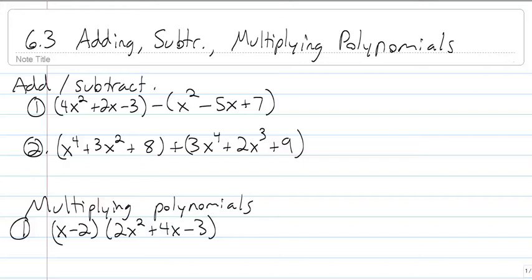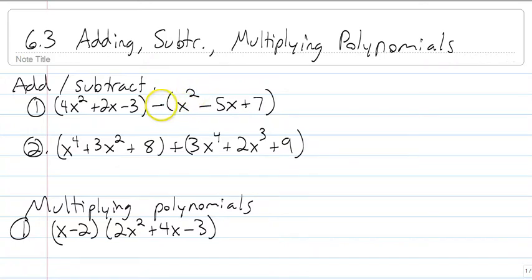Alright, welcome back. This is actually not that difficult in the sense that you guys have done this before. There's some Algebra 1 topics involved in this: adding and subtracting and multiplying polynomials. Well, to add and subtract polynomials, all you have to do is add or subtract the like terms. Again, they're like terms if they have the same variable and the same exponent.